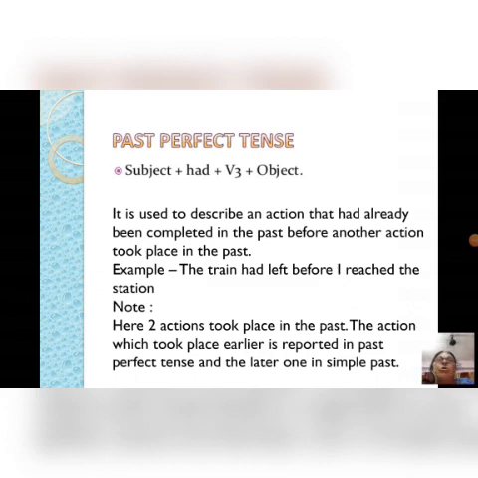Now the structure of past perfect tense is subject plus had plus V3. V3, again, is the past participle form of the verb, plus object.